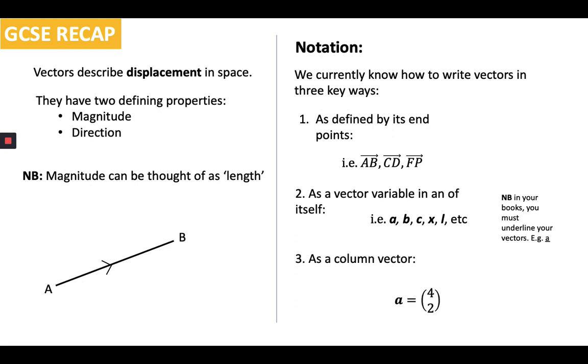The third way is column vectors, and you saw these at GCSE when you were looking at translations. You should be used to this with the top number denoting any movement in the x direction, so horizontally, and the bottom number denoting any movement in the y direction, so vertically. So this, for instance, would be 4 steps to the right and 2 steps up. Now we'll use all three of those notations. We will, as I say, introduce another one, but that will be in the next video.